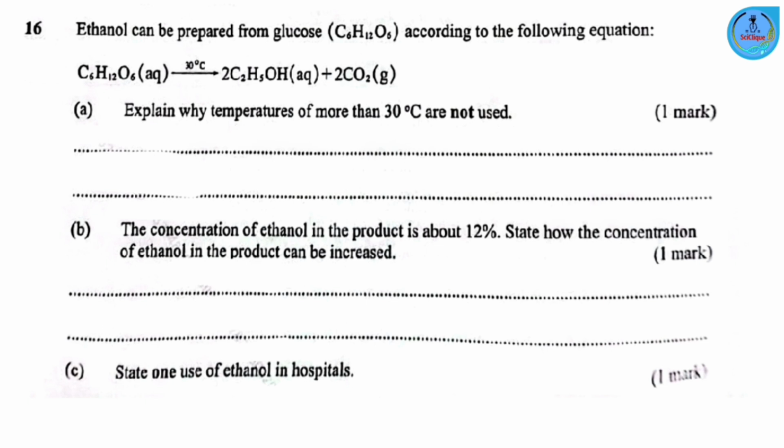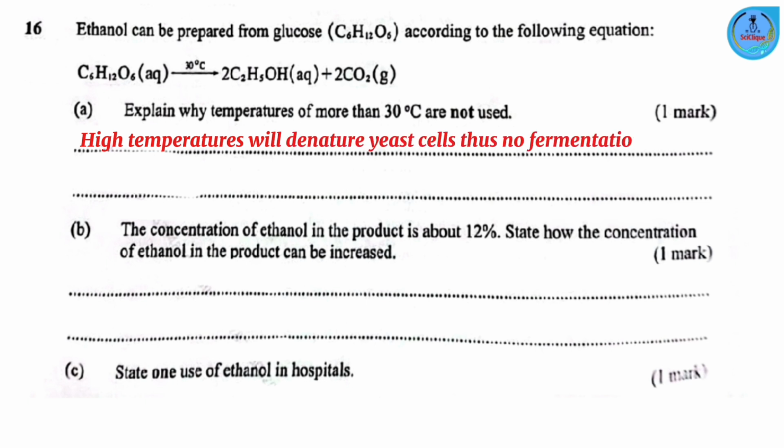So if you have temperatures that are above 30 degrees Celsius, what will happen is that the high temperatures will end up denaturing the enzymes. You know, enzymes are made from proteins and they are very sensitive to temperature changes. So if you have high temperatures, they will destroy the enzymes. And if the enzymes are denatured, will the process actually take place? No. The anaerobic respiration will simply stop. So no fermentation.